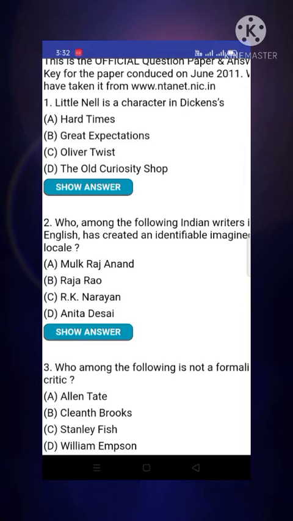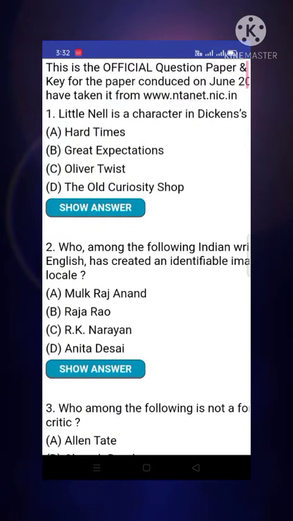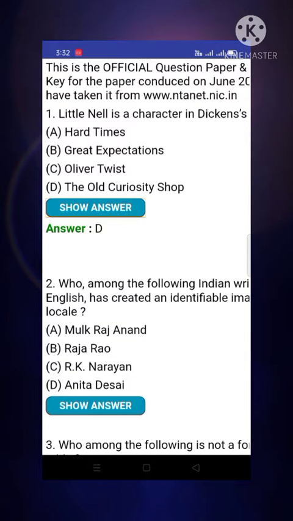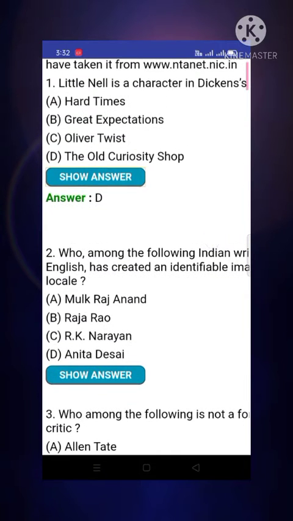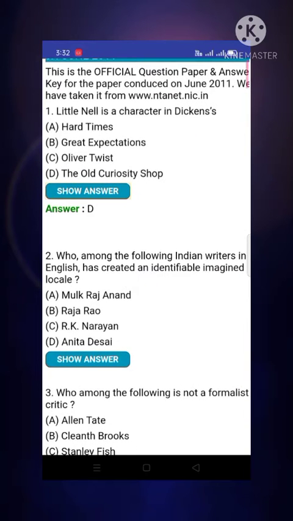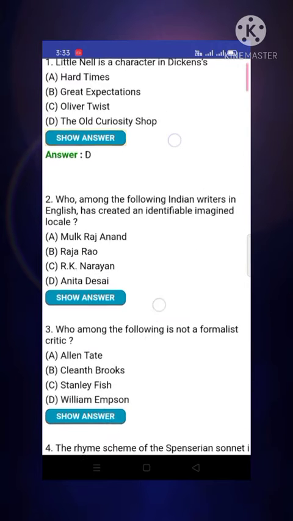The first question is: Little Nell is a character in Dickens. We have to identify the work of Charles Dickens in which the character Little Nell is found. There are four options. Without reading the options, we will try to choose the correct answer. The correct answer is option D, The Old Curiosity Shop. This work has been written by Charles Dickens and Little Nell is found in it.